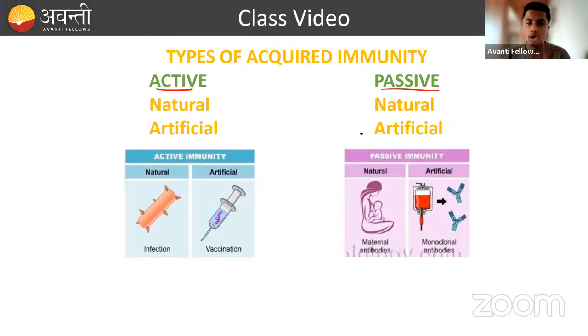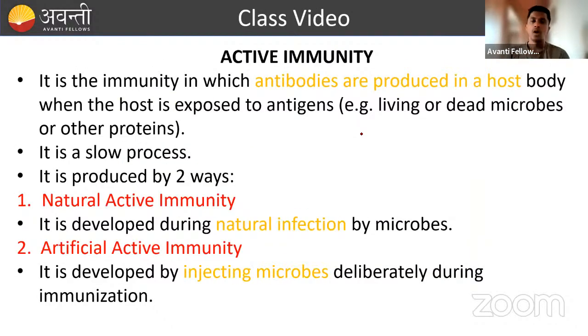All right. So both in active and passive, we have natural ways and artificial ways. Okay. So let us see what is active immunity and what is passive immunity. What is active immunity? The antibodies are produced in the host body itself. That means we ourselves have the capacity to produce antibodies. So this is called active immunity. Remember, active means our body participates in it, right? So you participate in something, you're active. Similarly, to produce an antibody, our body participates, right? So this is called active immunity.